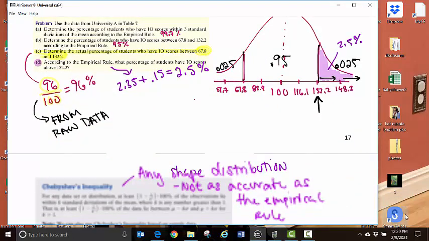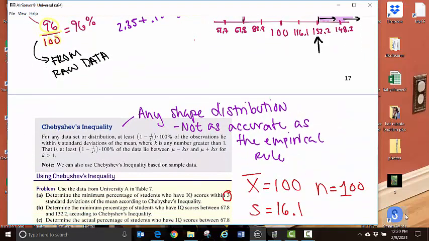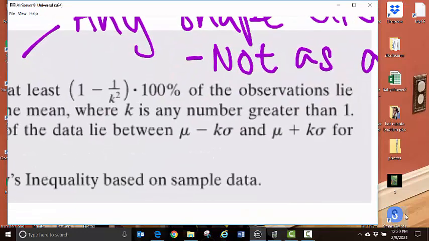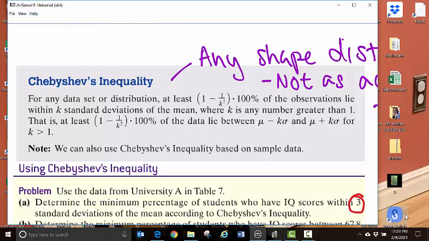Here's the last thing that's new. This is what happens if the data is symmetric and normal, okay? This guy's inequality works for any shape distribution, which means it's not as accurate as the empirical rule, okay? So if we want to estimate how many people are within so many standard deviations, if we don't know that it's normal, we could use this guy's thing, and it says this. For any data set or distribution, at least 1 minus 1 over k squared times 100% of the observations lie within k standard deviations of the mean.